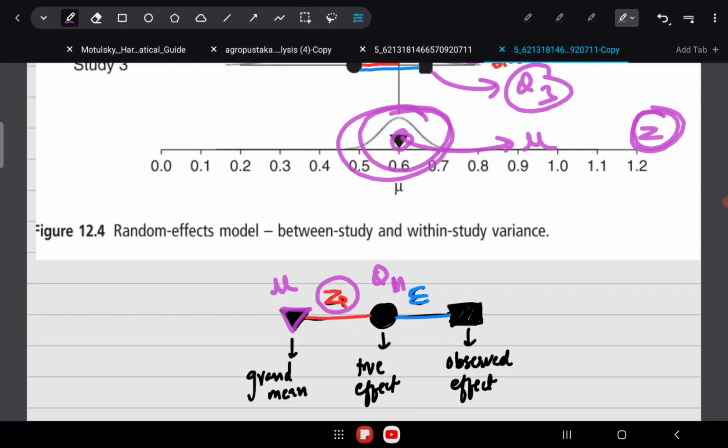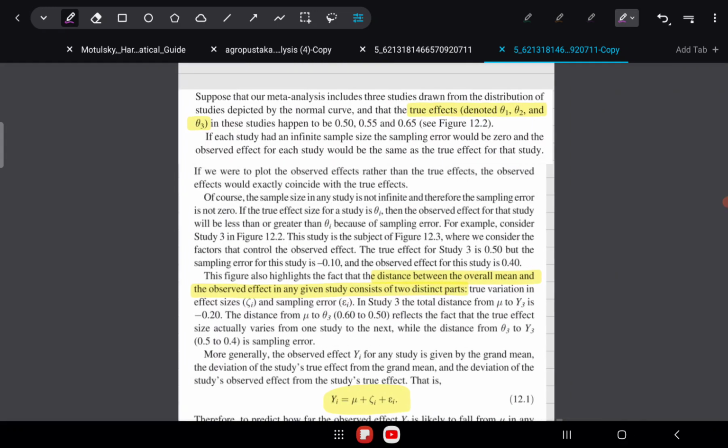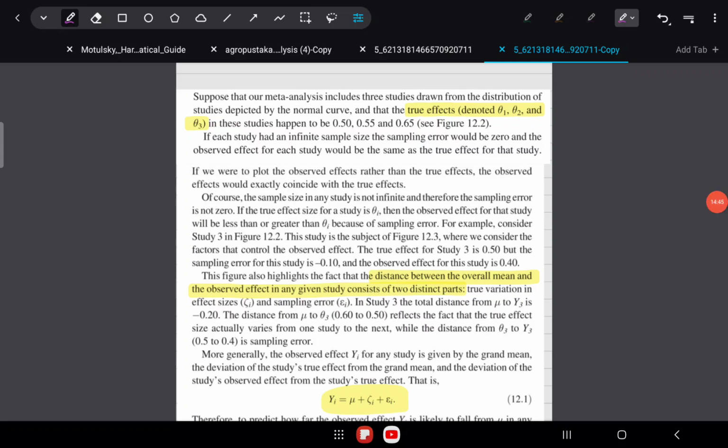Zeta is the true variation. This is nothing but between study variance, right? And then there is a difference between the true effect of the study and the observed effect of the study here, and this difference is again due to sampling error denoted by epsilon. So that is the concept of random effect modeling.